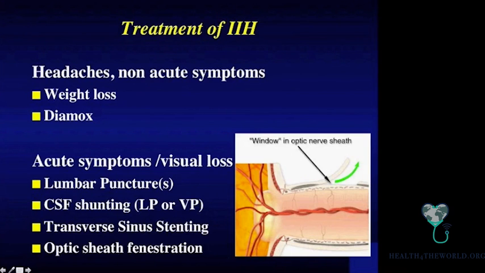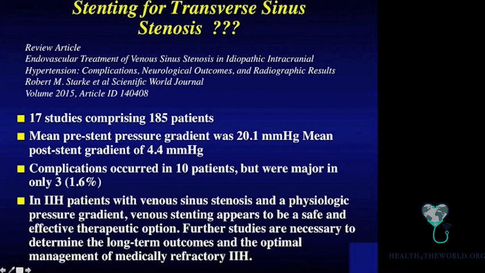So this is a view of the optic nerve here and papilledema that's occurring at the back of the globe, and the ophthalmologist will go in and make a cut in the dura, allowing CSF to escape that dilated optic nerve sheath, and this is called optic nerve fenestration. Okay, stenting for transverse sinus.